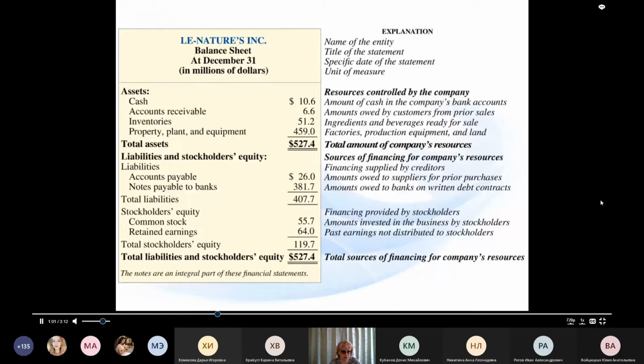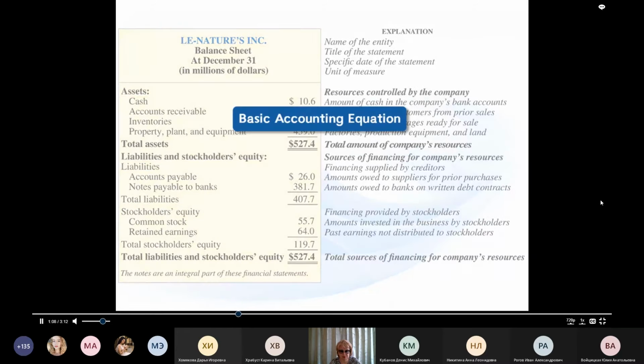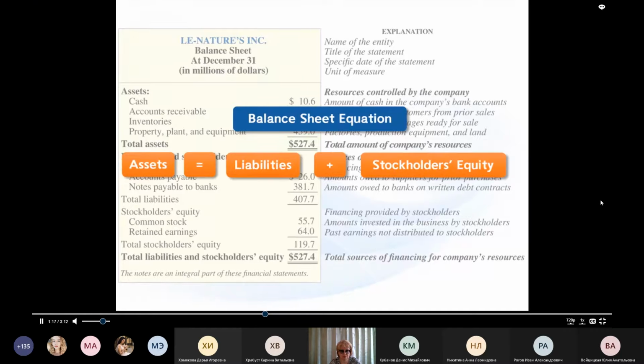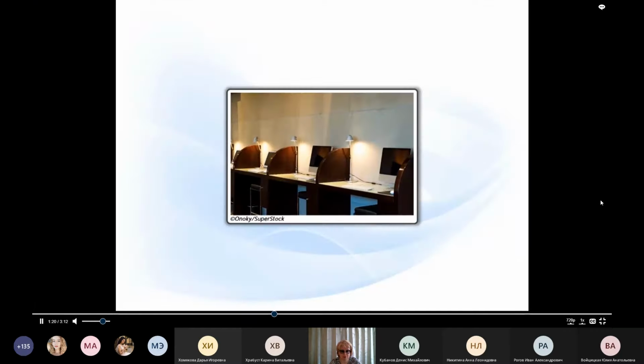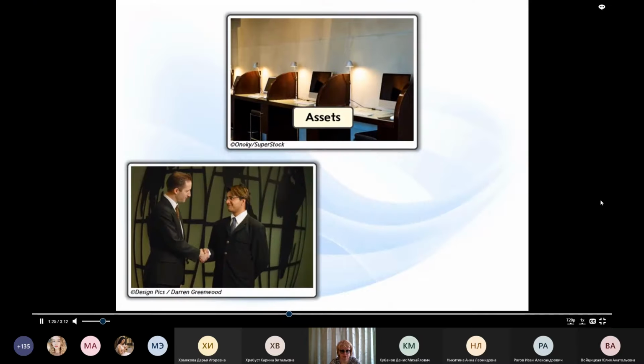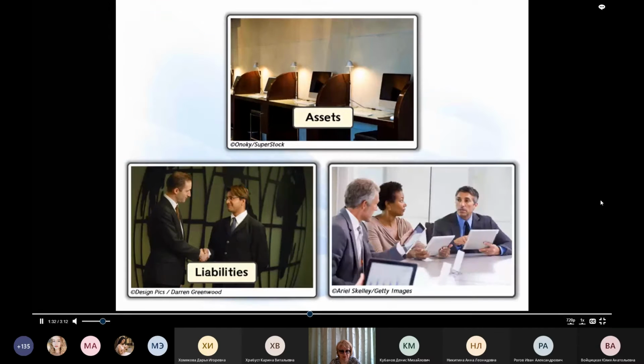The balance sheet has three major captions: assets, liabilities, and stockholders' equity. The basic accounting equation, also called the balance sheet equation, explains their relationship. Assets equal liabilities plus stockholders' equity. A company's economic resources are referred to as its assets. The financing for a company's economic resources comes either from its creditors, referred to as liabilities, or its stockholders, referred to as stockholders' equity.